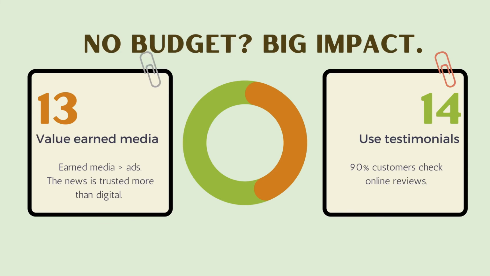Numbers 13 and 14 both have to do with building trust. So 13, value earned media. Earned media is greater than advertising. The news is more trusted than the internet too.